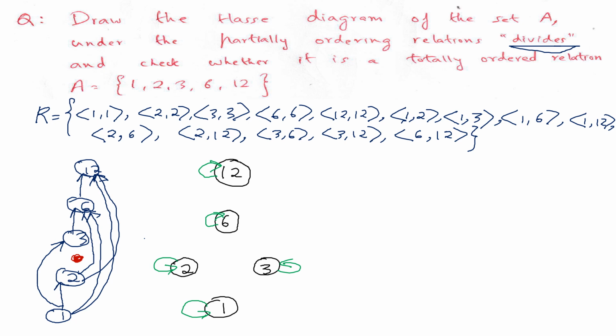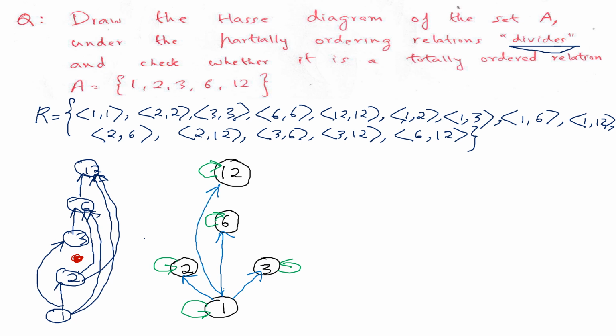Next 1 comma 3. So there is a connection. Sorry, 1 comma 2 is also there. We'll go in an order. 1 comma 2. Next is 1 comma 3. Next is 1 comma 6. Yes, 1 comma 6. Next is 1 comma 12.